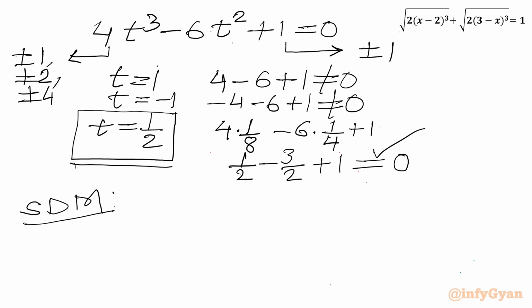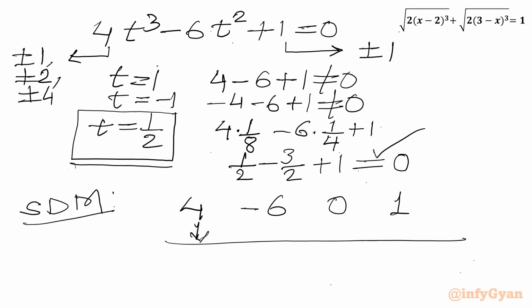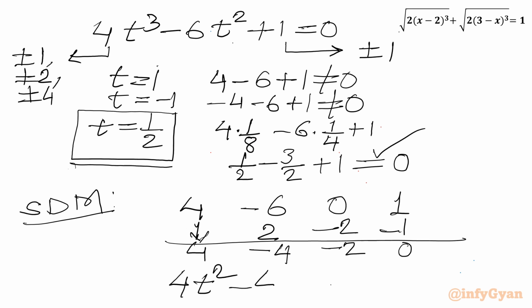Let us write all the coefficients of the cubic equation: 4, −6, 0, 1. The leading coefficient 4 stays as it is, 4. Now we multiply 1/2 times 4, 2. So −6 + 2 is −4. Half times −4, −2. 0 − 2 is −2. Half times −2, −1, and 1 − 1 is 0. Here we have the coefficients for the quadratic equation. The equation would be 4t² − 4t − 2 = 0.